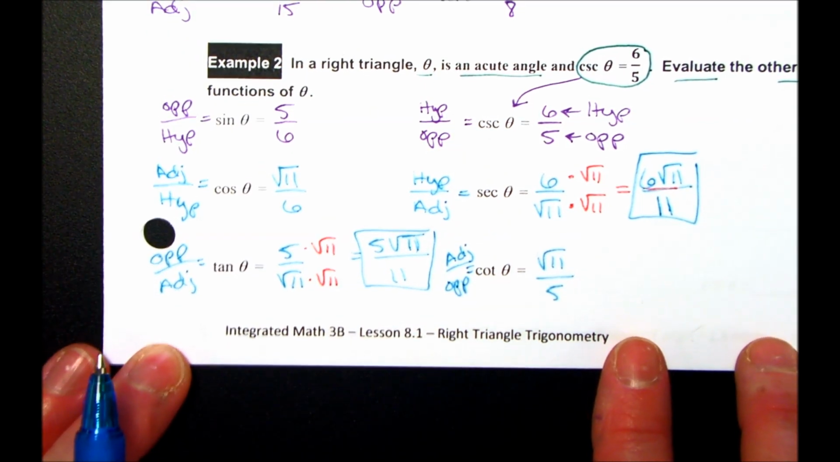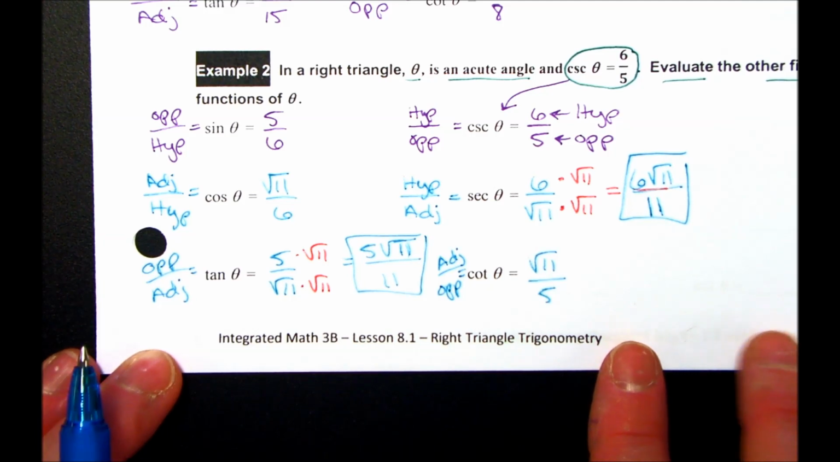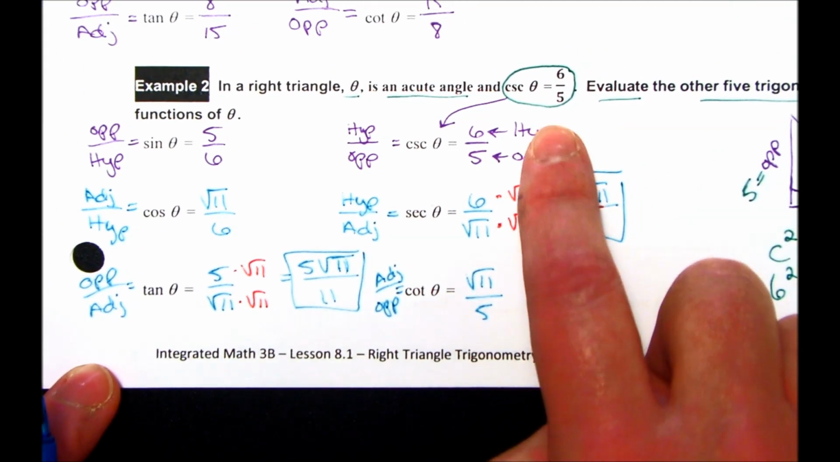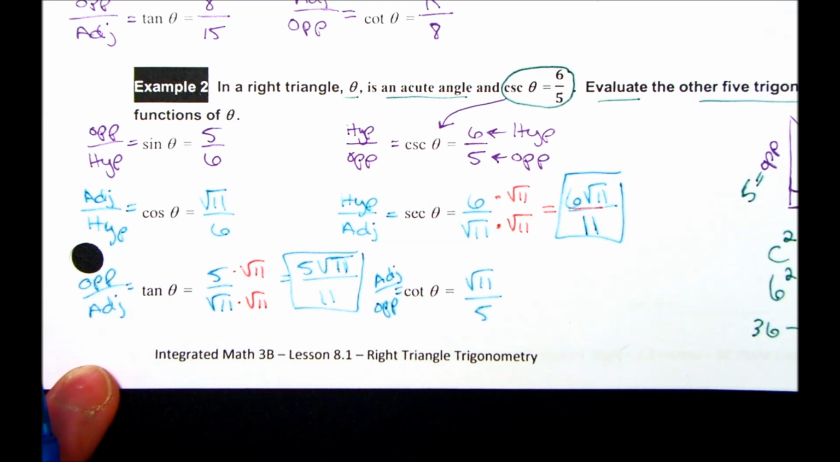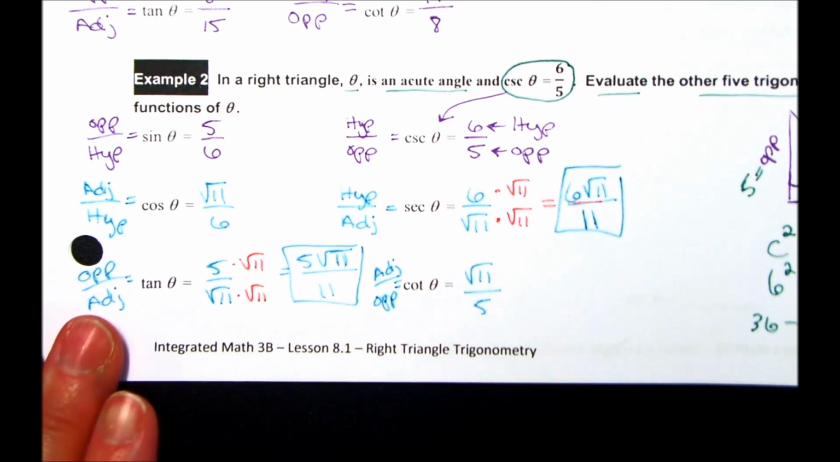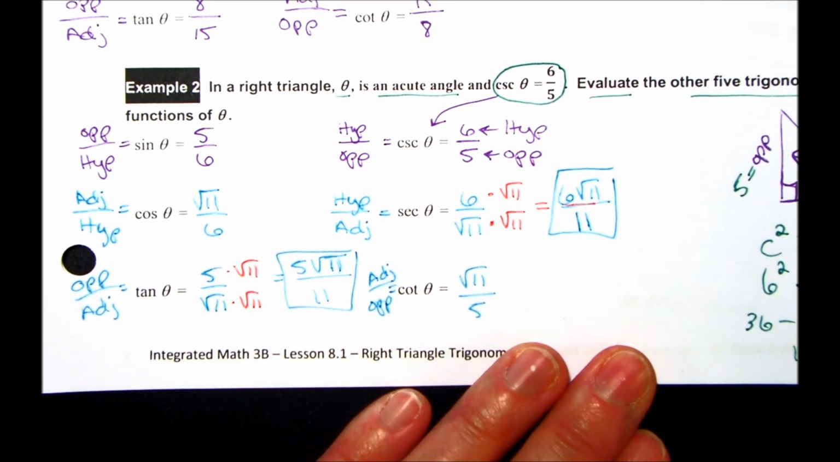All right, so there's your one example for finding the 6 trigonometric functions if you are given one of the 6 functions and you have to find the other 5. Okay, next we have example 3.